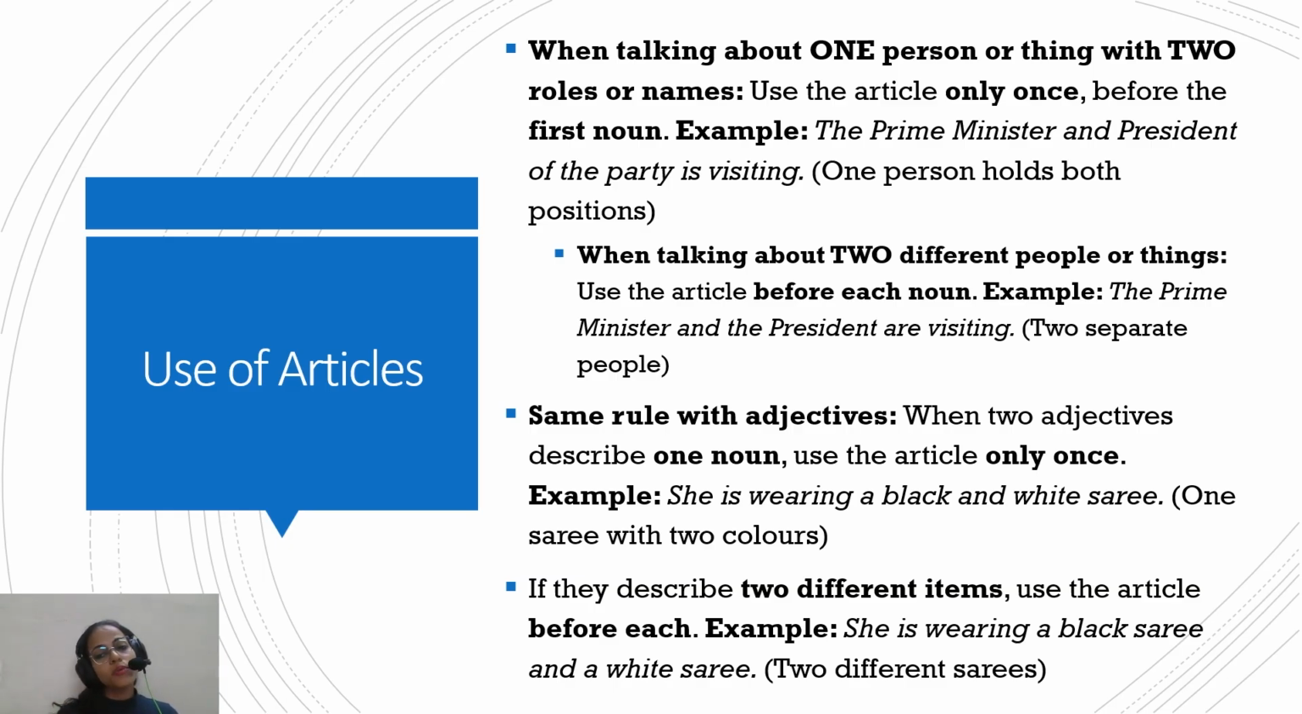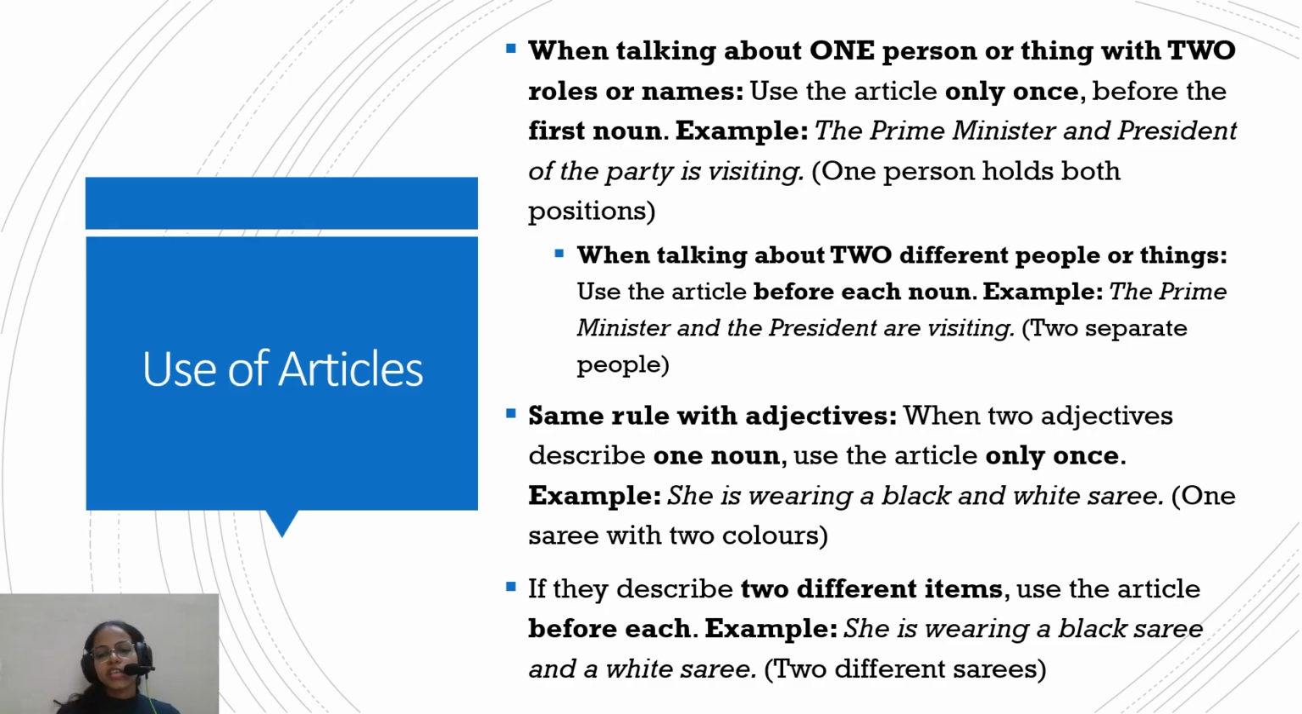But when two people are being talked about and they have different roles and names, then you use an article for each of them. So, the prime minister and the president are visiting. That means that two people are coming, one is prime minister and one is president. So two separate people, two separate articles. The number of people equals the number of articles used.